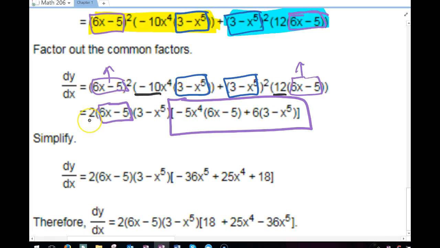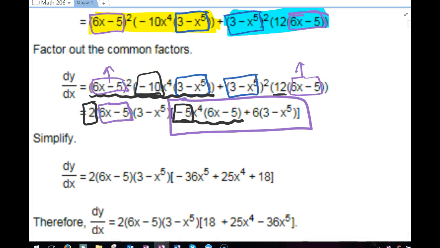So if I take out, we'll go ahead and start in the same order. If I take out this 2, then what's left in this term here? Well, if I take out a 2, I'm going to have a minus 5. If I take out the 6x minus 5, I still have a 6x minus 5 because that just comes to the first power. And then if I take out the 3 minus x to the fifth, that goes away completely. So I'm only left with a minus 5x to the fourth and a 6x minus 5 to the first power.